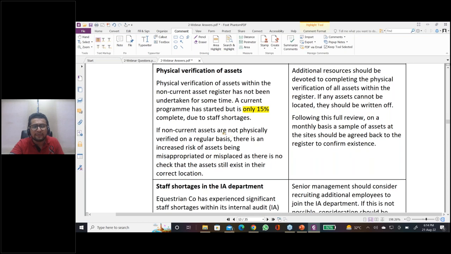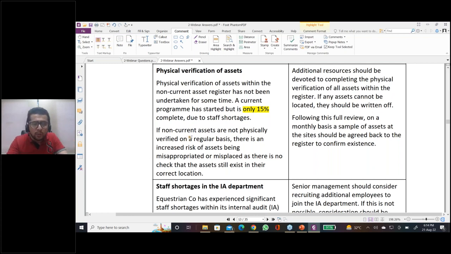How do you explain it? If non-current assets are not physically verified on a regular basis, there is an increased risk of assets being misappropriated or misplaced, as there is no check and balance. If non-current assets are not physically reconciled with the non-current asset register, this increases the risk of assets being stolen, misplaced or misappropriated, because there is no check and balance. This is going to give you another half mark, and you are done with the 1 mark.